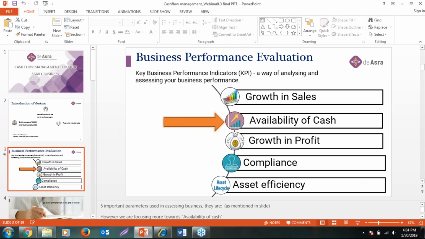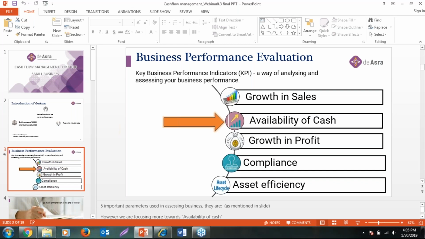Now let's see how to identify a cash flow problem. There are five KPIs, that is, key performance indicators, which help you understand at what status your business is, or in which area there is a problem. Let's quickly go through the KPIs. The first one is growth in sales. The second one is availability of cash, which is our topic today. The next one is growth in profit. The fourth one is compliance. And the last one is asset efficiency.